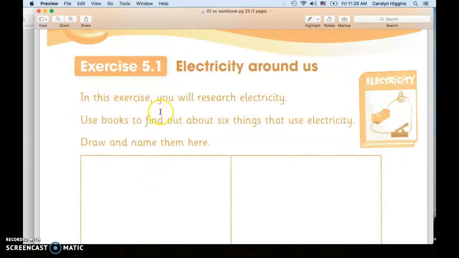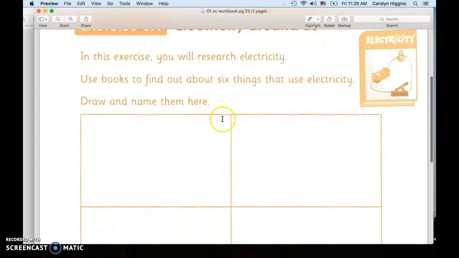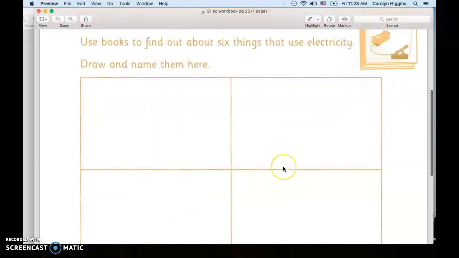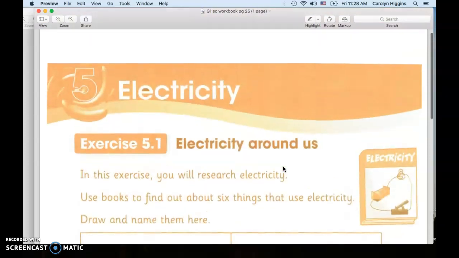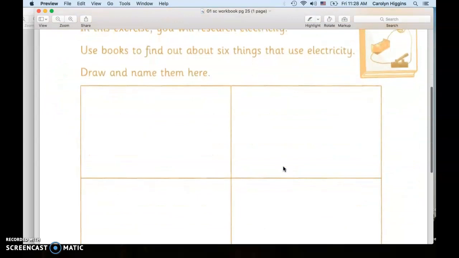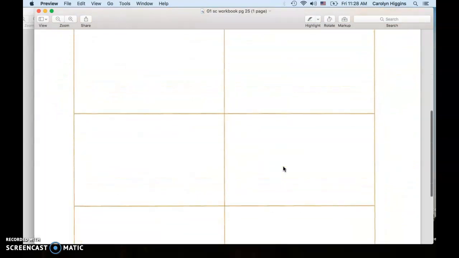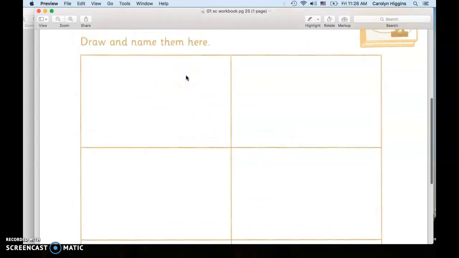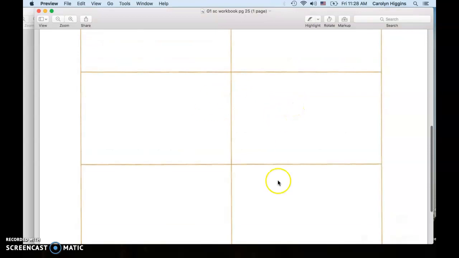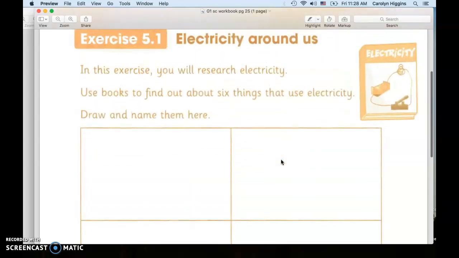In this exercise, you will research electricity. Use books to find out about 6 things that use electricity. So draw 6 things that use electricity. Okay? 6 things that use electricity. So you can draw a refrigerator, or you can draw a TV, and think about 4 more things and draw them and bring it to school.